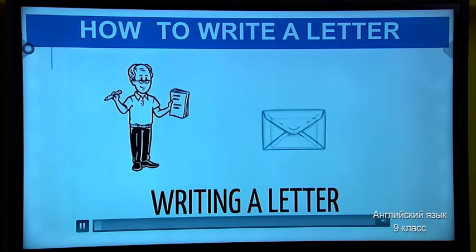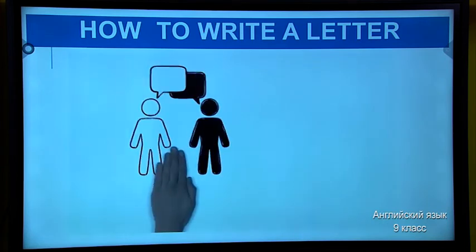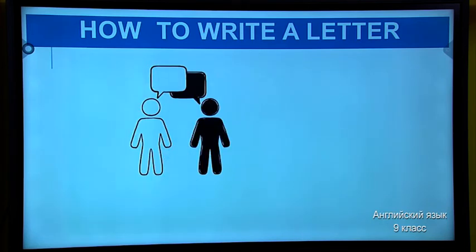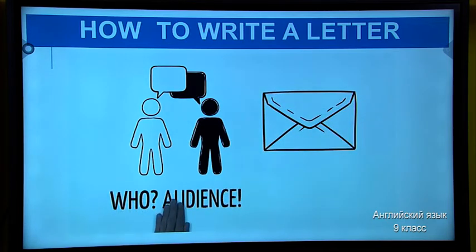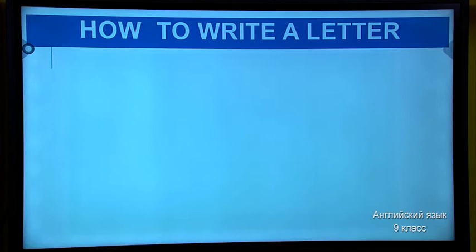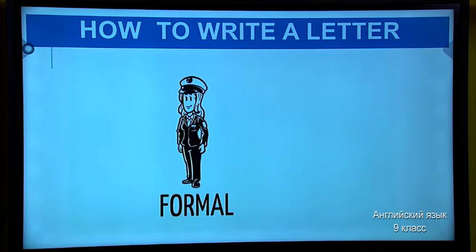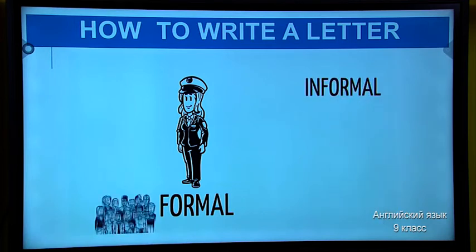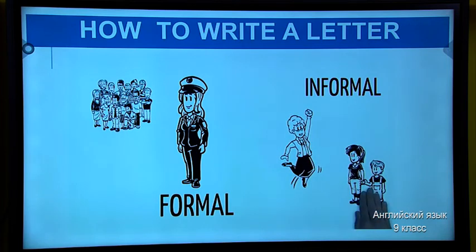Today, we're going to learn how to write a letter. Letter writing is a fun way to communicate with others. When we begin writing a letter, the first thing we have to decide is who we are writing to. This is known as the audience. Your audience may be formal if it is someone important you are writing to or someone you don't know very well. Informal letters are written to people you know well, like your grandma, cousin, or friend.